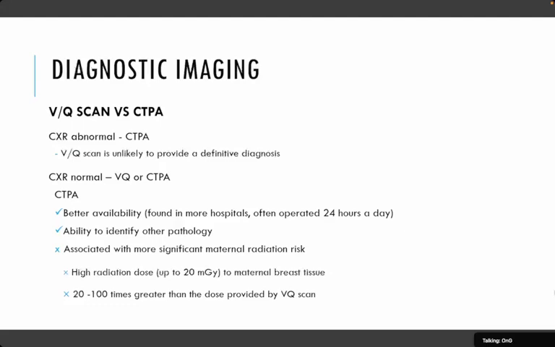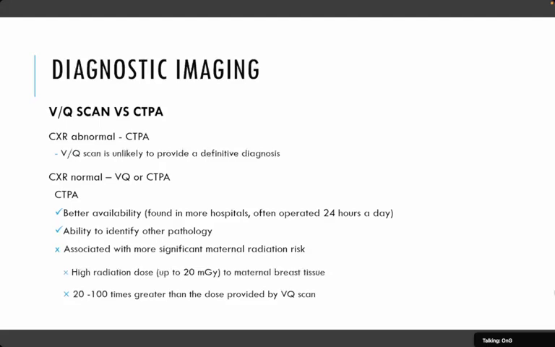So a normal chest X-ray prior to a VQ scan improves the likelihood of a definitive result, and many other conditions can cause perfusion defects, such as the presence of a pneumonia and local bronchospasm. So if the chest X-ray is abnormal, a VQ scan is unlikely to provide a definitive diagnosis, so then a CTPA would be done. But if the chest X-ray is normal, either a VQ scan or a CTPA can be done.